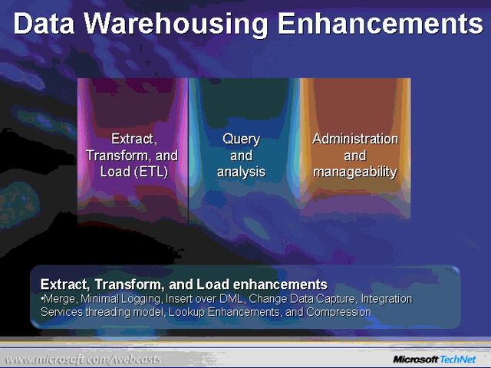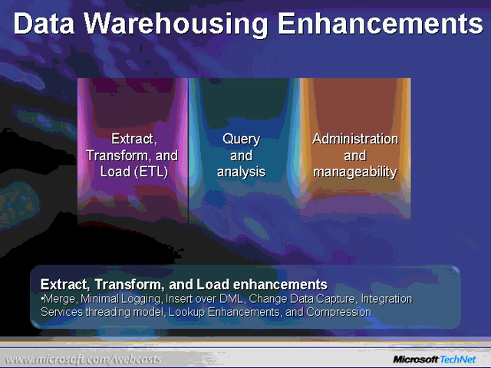So let me drill a little bit deeper into the actual enhancements that we did to the product, and I'd like to structure this into three big pillars that you see on the slide on the screen. The first pillar is extract, transform, and load, ETL. The second one is query and analysis, and the third one is administration and manageability. And I'll go through all these three pillars in the next couple of minutes during the presentation and highlight the most important enhancements in each such pillar.